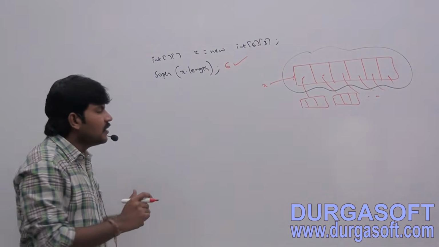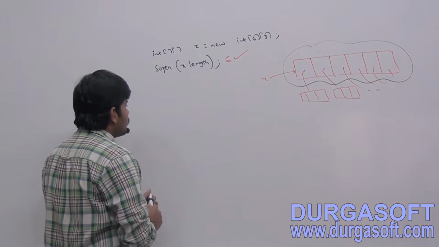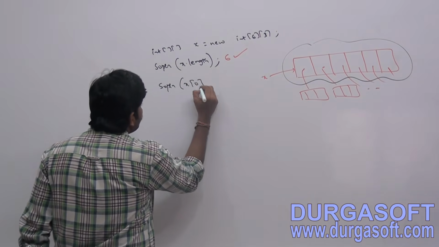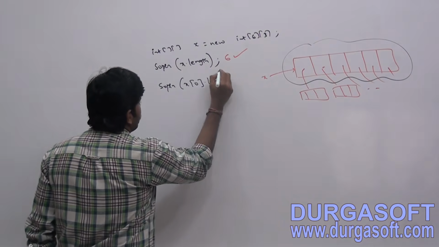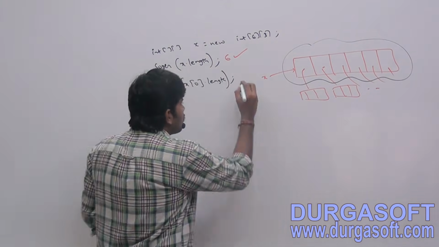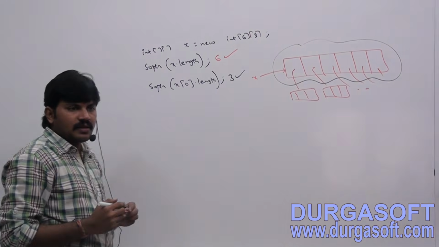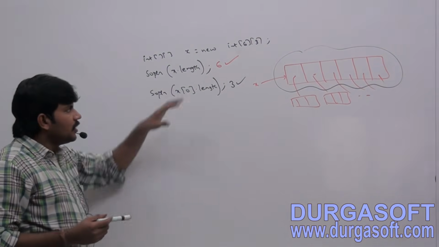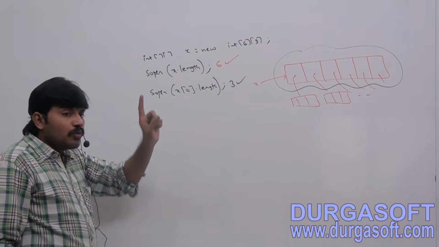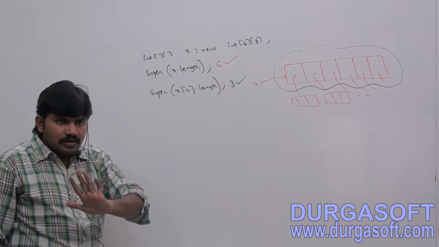Only base size. Sir, if I am taking it like this, SOP of x of 0 dot length, what is the answer we are going to get by default? X of 0 dot length is 3. Okay, this is 3. So in multi-dimensional arrays, the length variable represents only the base size but not the total size.